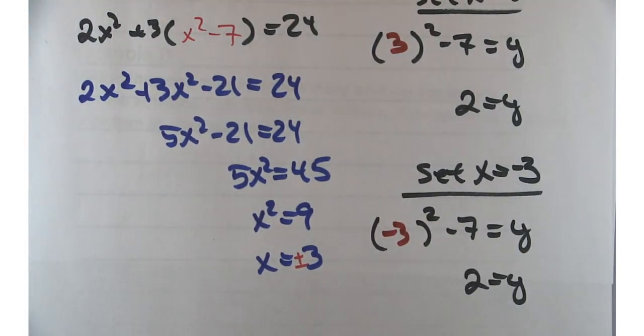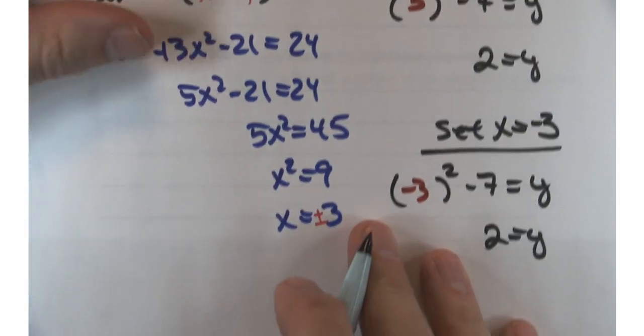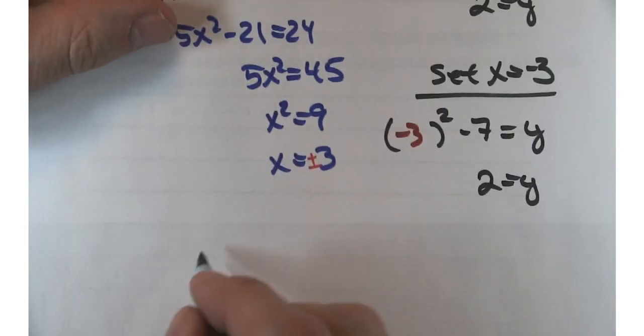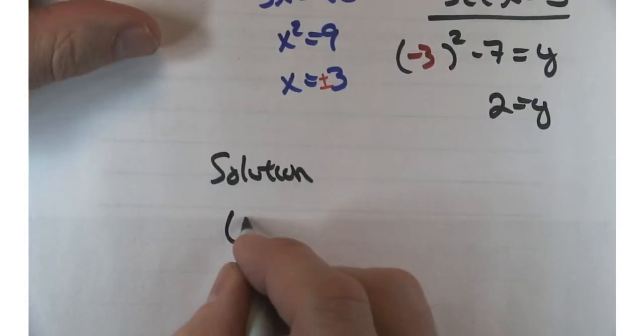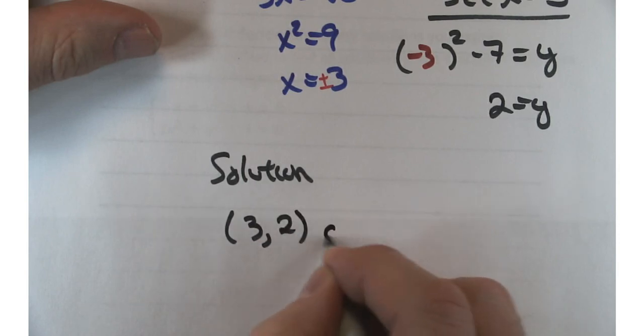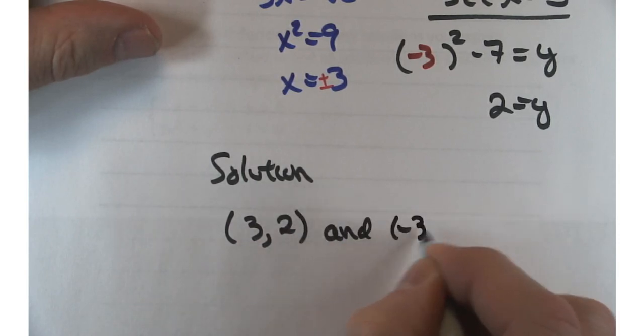Keep in mind that myself and WebAssign are going to prefer answers that are in coordinate pairs. So your final solution should look like 3 for x, 2 for y, and negative 3 for x, 2 for y.